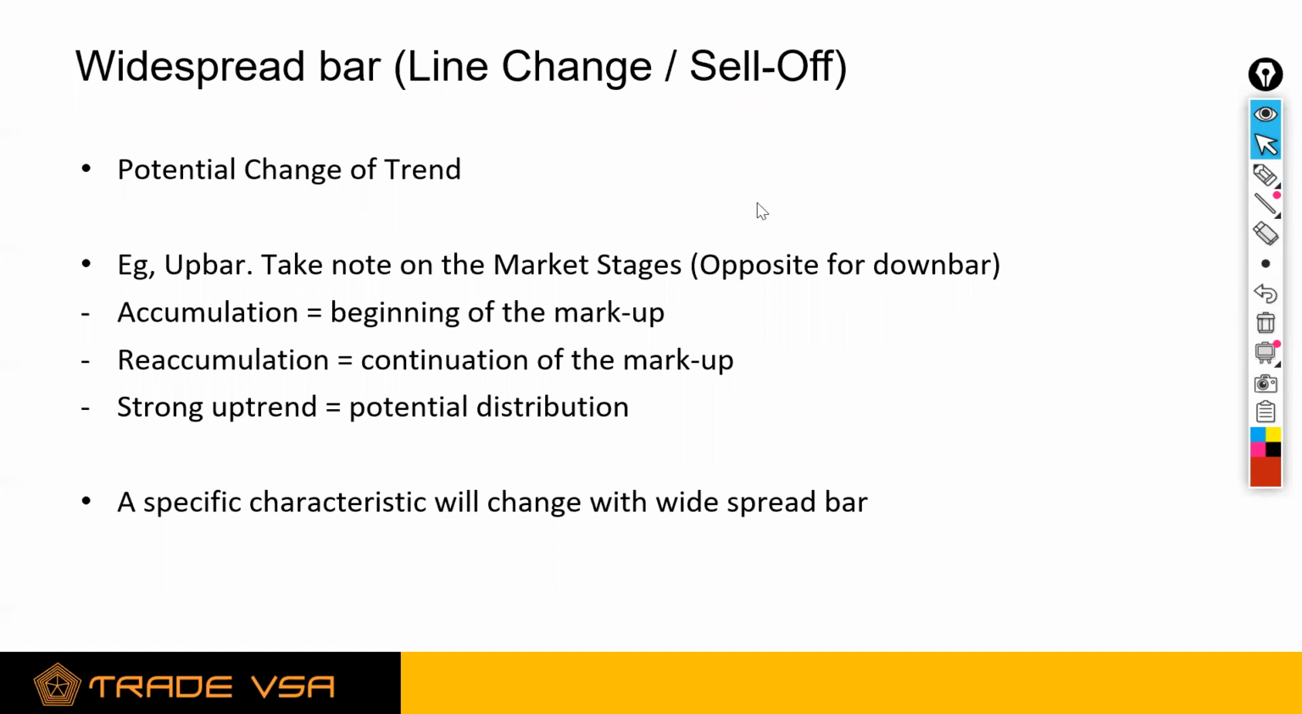Now some members may ask me, how wide is considered wide spread? There's no specific number, like for volume as well. There's no fixed number where this is high and this is low. You have to look at a comparison over a period of time. Usually I look at 3 months or 6 months to see if the candle or the volume is high or low. Just a quick example.